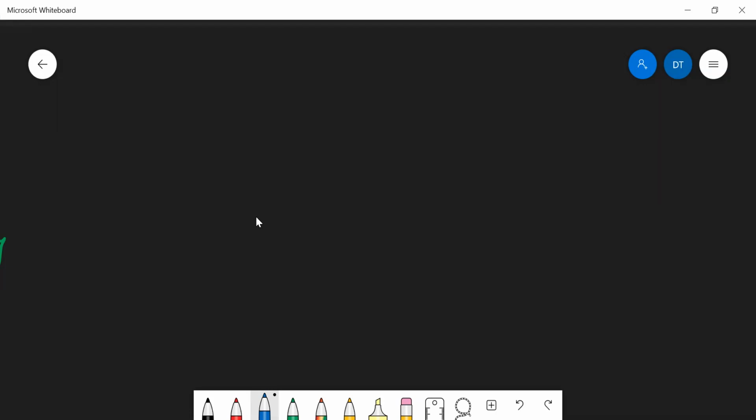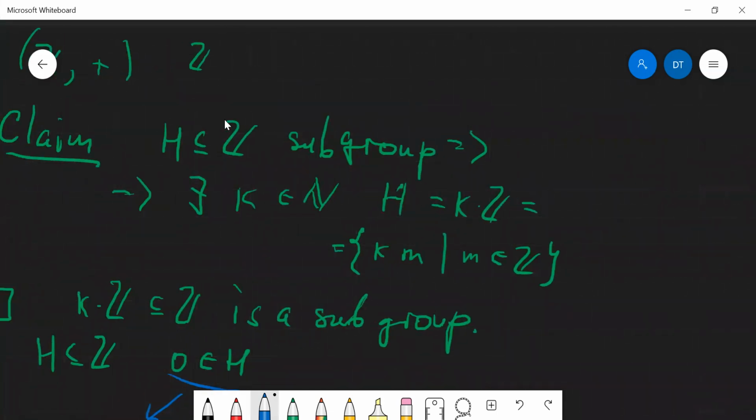This claim means that every subgroup of the group Z is cyclic, because this is exactly the cyclic subgroup generated by an element K. And if every subgroup of a group is cyclic, then the group itself is cyclic, and the only cyclic groups are Z and Zn. So somehow this is the most general case of this result. You cannot extend it anymore.